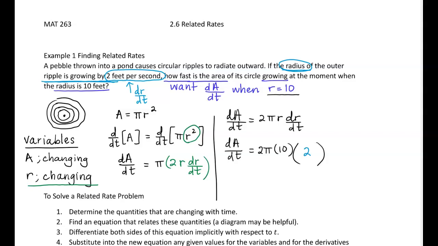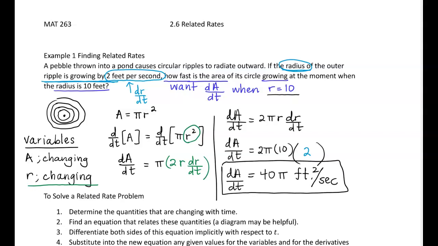So now we're able to finish calculating this. We have 2 times 10 times 2, which is 40. And there's a pi there. So our dA/dt is equal to 40 pi, and this would be measured in feet squared per second because area is measured in feet squared and time is measured in seconds.